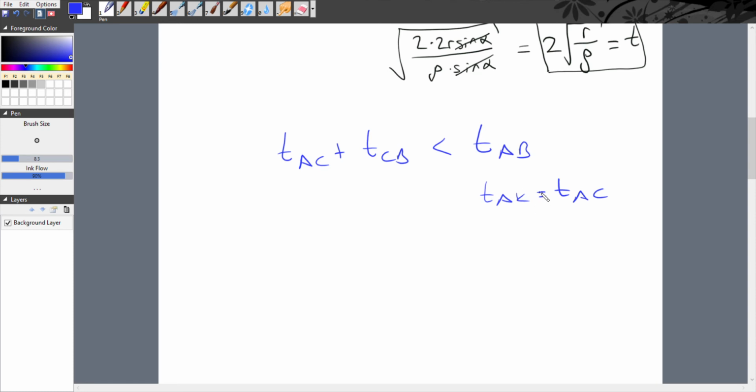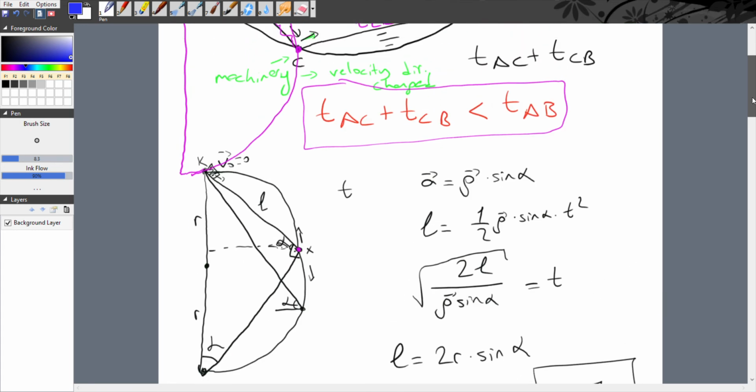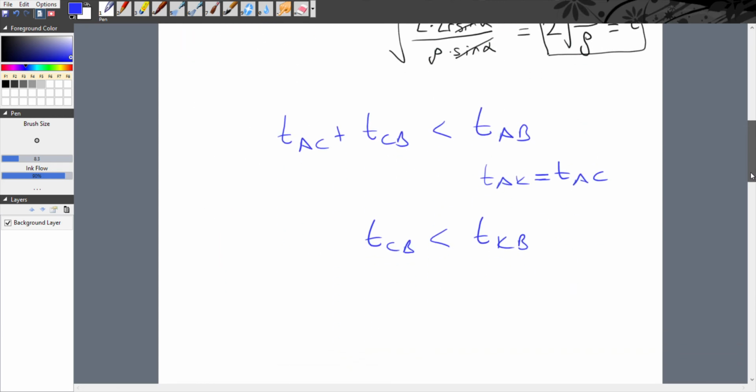So when we subtract TAC from both sides, we will get TCB is smaller than TAB minus TAK, which is TKB, right? Over here, let me show you. So we subtracted TAC from TAB, which is TAB minus TAK. So our answer becomes, if TCB is smaller than TKB, then our claim over here is correct. So let us see if it's correct or not.